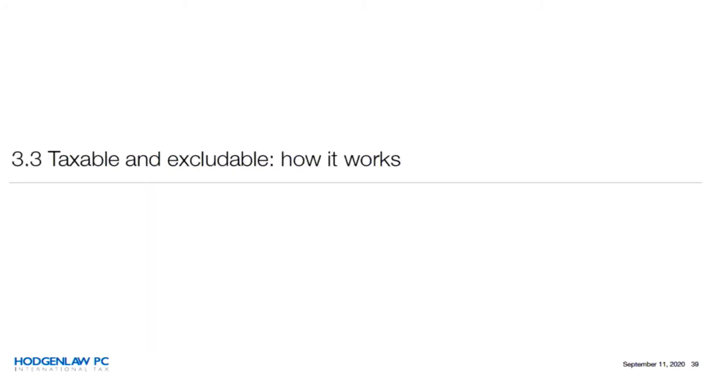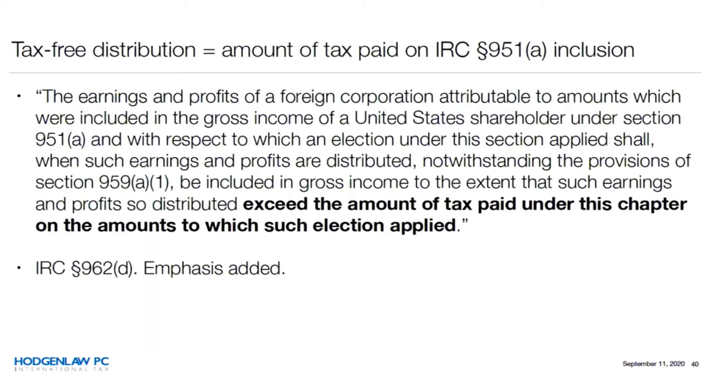So let's look and see how it works. Tax-free distribution. This is the excludable part. This is what we really want to maximize. And so let's understand really clearly how much the excludable amount of a dividend received will be when you make a 962 election. So I've bolded this stuff. It's a subtraction.